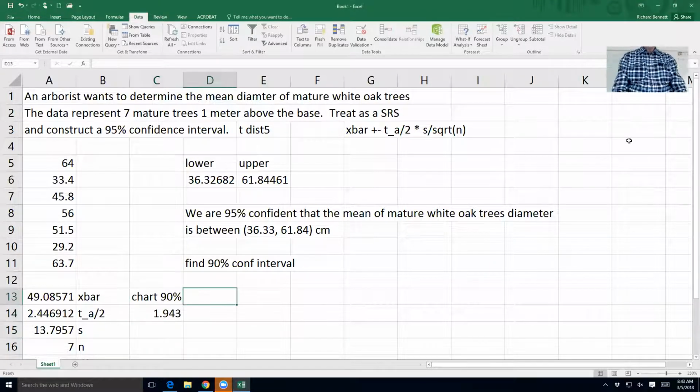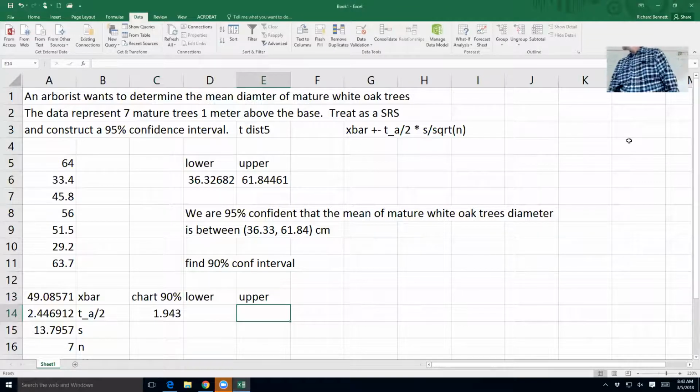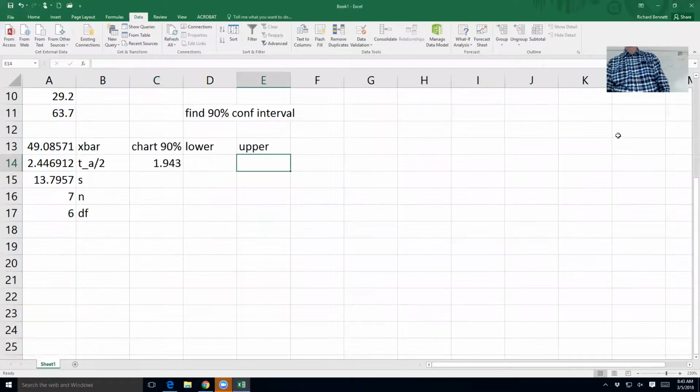All right, so let's do our lower. We'll do our upper. It's too low. Is that better? Okay. All right, so whose turn is it? Sean, it must be your turn. Can you help me do this interval?